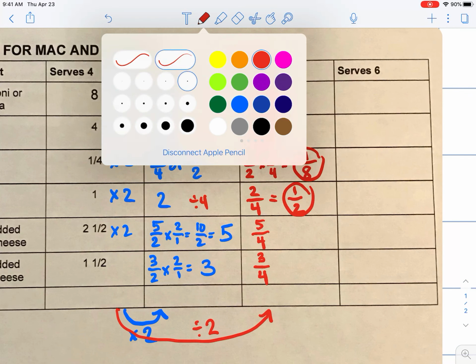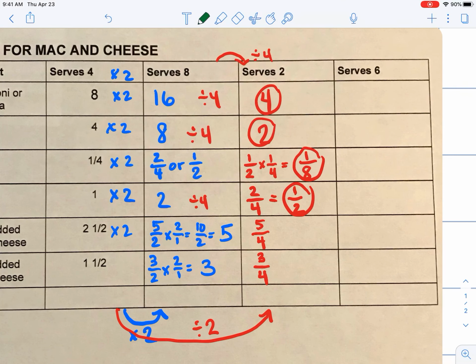Okay, and now lastly, let's say I am mildly popular. So I have 5 friends all together. We will be 6. How am I going to get that? Well, my red column here serves 2. What do I have to do to 2 to get 6? I have to multiply by 3. So I have to multiply all of these ingredients. Okay, so let's do that.